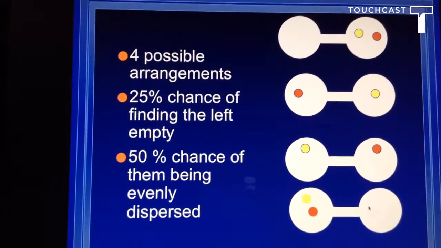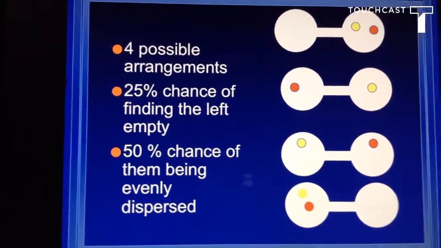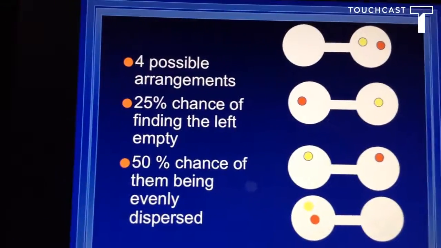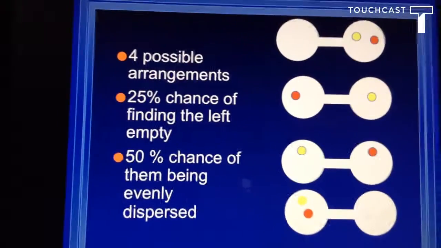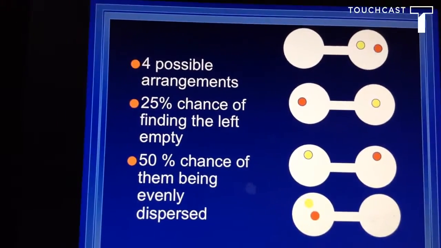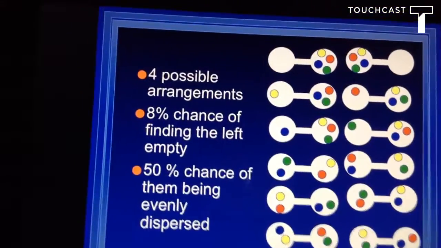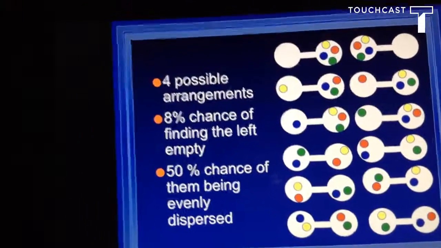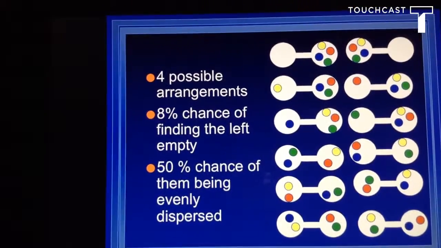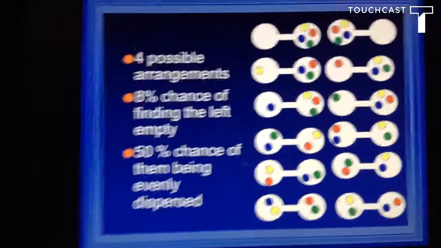Now, what's the likelihood of them being evenly dispersed? Well, I have a 50% chance that they are unevenly dispersed, and therefore a 50% chance that they are evenly dispersed. Here we have four possible arrangements. Right? 8% chance of finding the left empty, 50% chance of finding them being evenly dispersed.